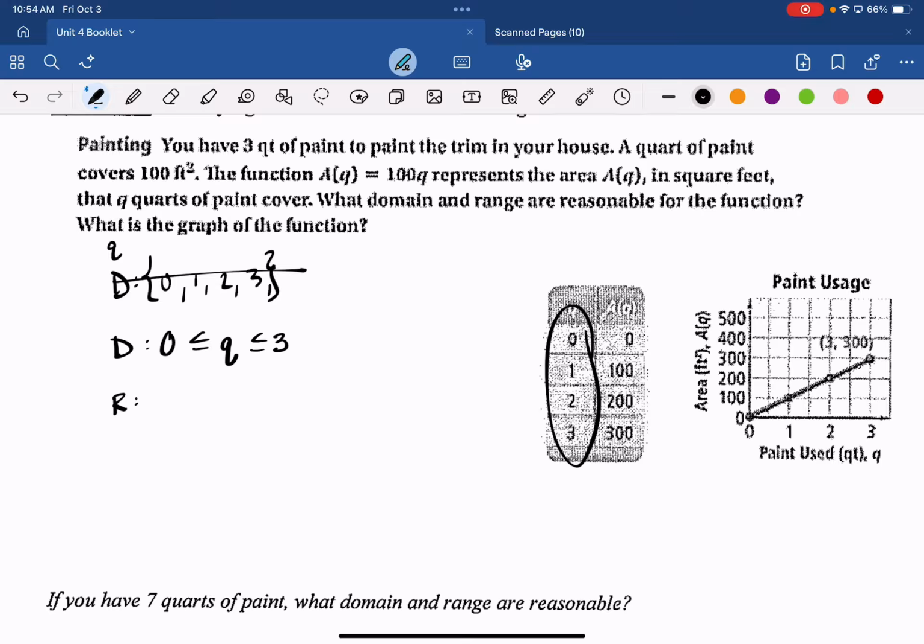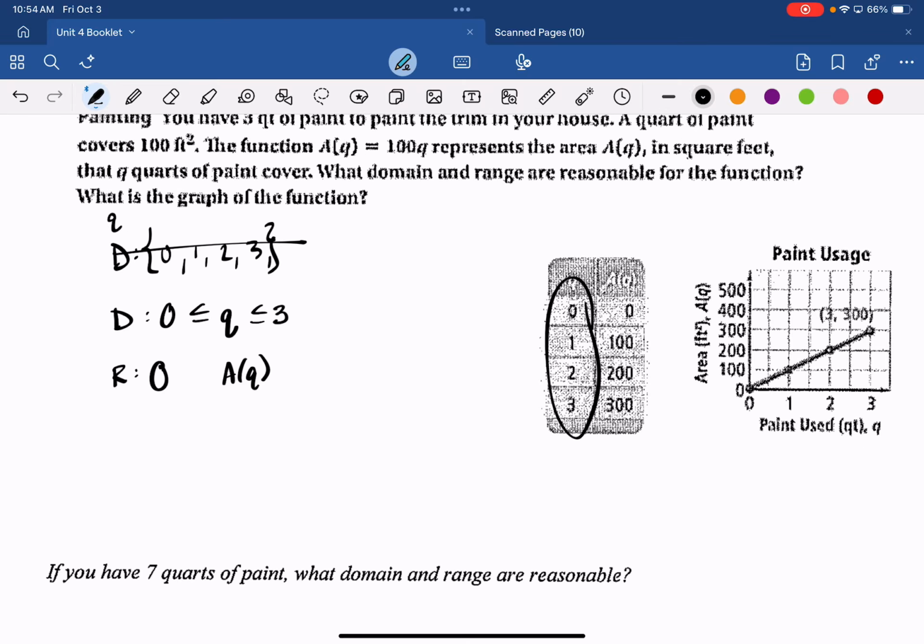Okay, that's how we write our domain because it accounts for my decimals. Range responds accordingly, right? So here's my range. My range is thinking about my area that I've been able to paint. If I use 0 quarts of paint, I'm going to paint 0 feet squared of my house, right? And then if I use 3 quarts of paint, I'm going to paint 300 feet squared, okay?